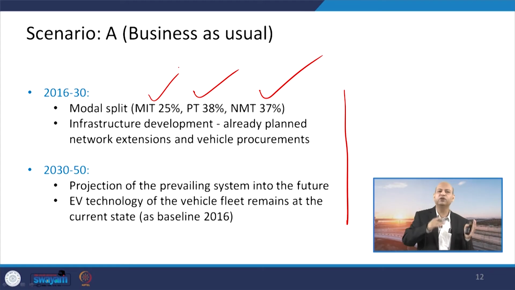When we talk about 2030 to 50, the projections are basically that whatever we have seen will continue, but with a little bit of EV technology, like the vehicle fleet remains the current state as baseline data of 2016. So, you can say that beyond 2050 also, the same thing will prevail, those kinds of values.